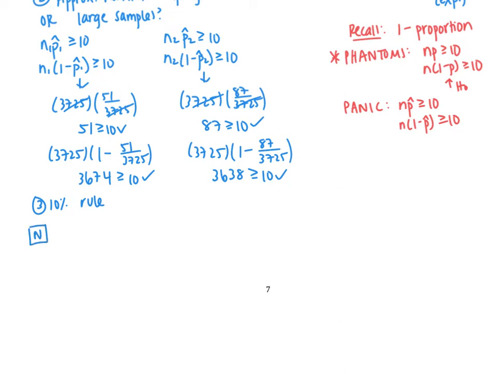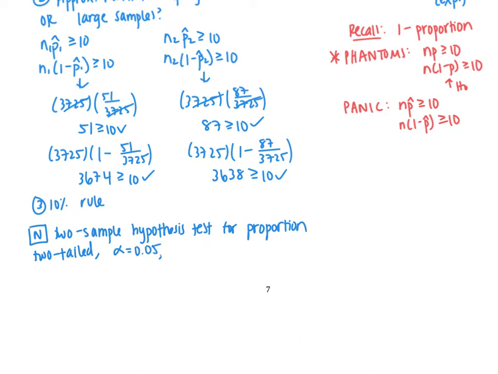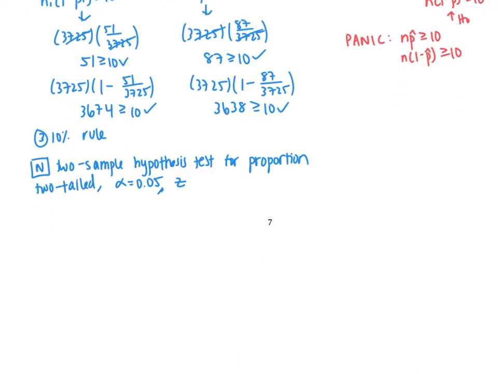For this, it's called a two-sample hypothesis test for proportion. This is two-tailed. We're going to use alpha as 0.05. And then remember, proportion uses Z. There's no degrees of freedom. So while mean uses T, proportion uses Z. Did I forget anything? Okay, I'm going to assume no.